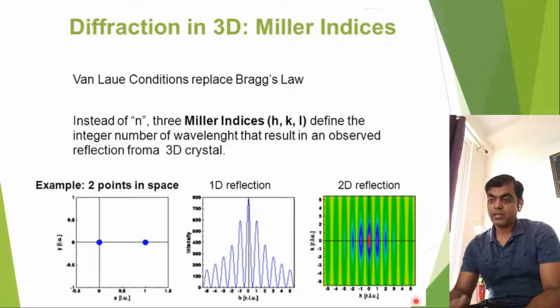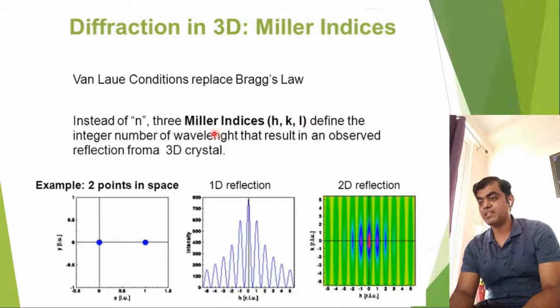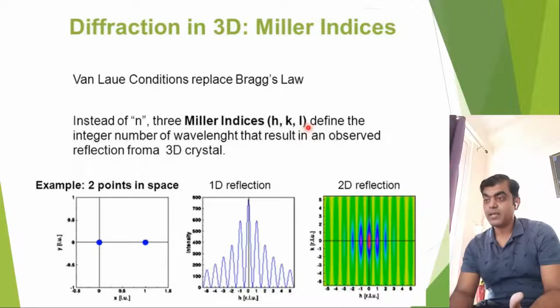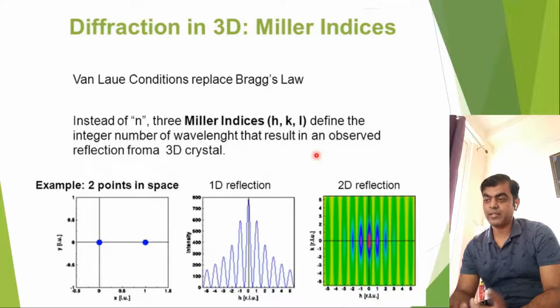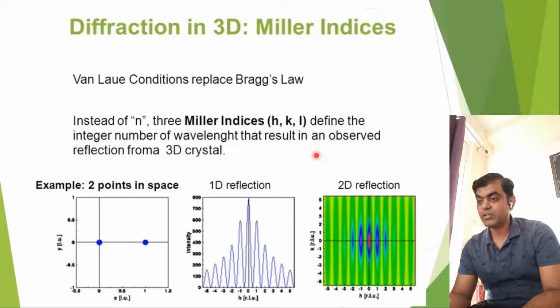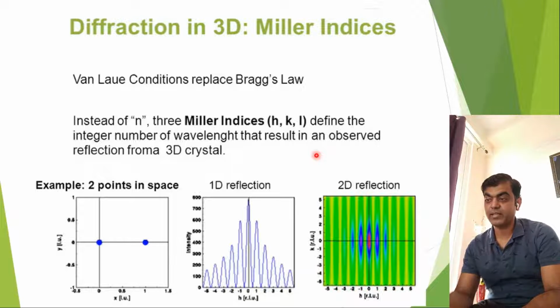And this is actually in the form of three vectors, which you can call Miller indices. If you think of a crystal, you can just think of the height, width, length. In the same way, you have the H, the height, the length, and then the width. So H, K, L, these are the three vectors which will define, and they are named Miller indices. They define the integer number of the wavelength that result in an observed reflection from a 3D crystal.